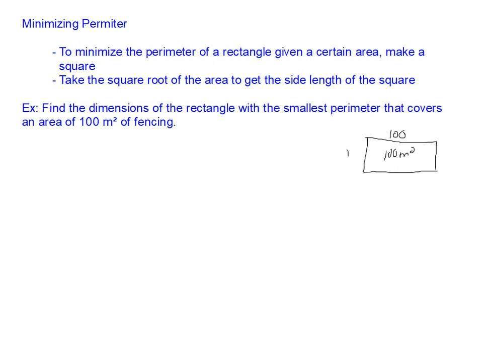And we can find the perimeter of this rectangle just by adding up all the side lengths. 1 plus 100 plus another 1 plus 100 would give us 202. We want to find the smallest perimeter we can to enclose 100 meters squared.